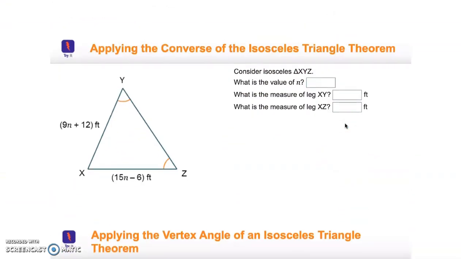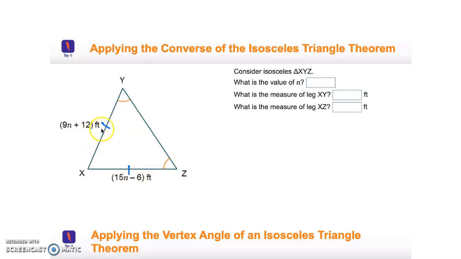All right, so let's apply some of these theorems. Let's get to some problems. So if we have an isosceles triangle XYZ, and we've got two angles marked that are congruent, those are the base angles. If those are congruent, then we know the sides opposite the base angles are congruent.